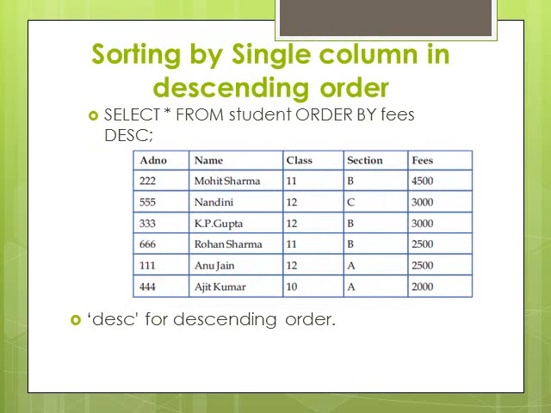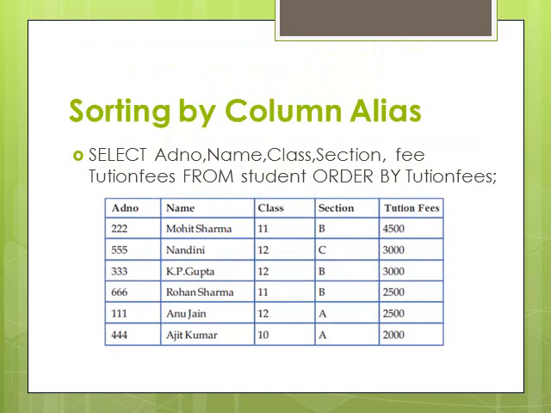To sort the records on the column fee in descending order, the query will be select star from student, order by fees, DESC. Here the DESC keyword is used for descending order. Sorting by column alias. First of all, what is alias? We have discussed earlier also that alias is just like the nickname or the another name of the column which we can define. In this query, we have defined alias name tuition fees for the column fee.